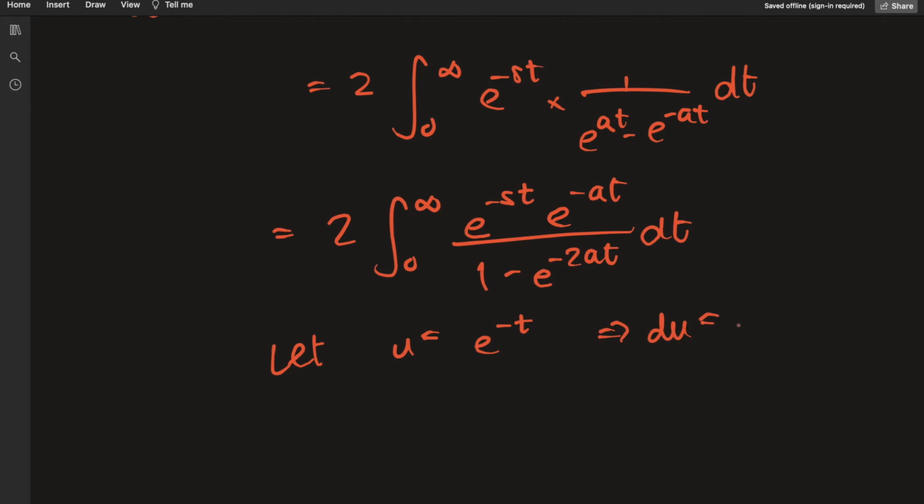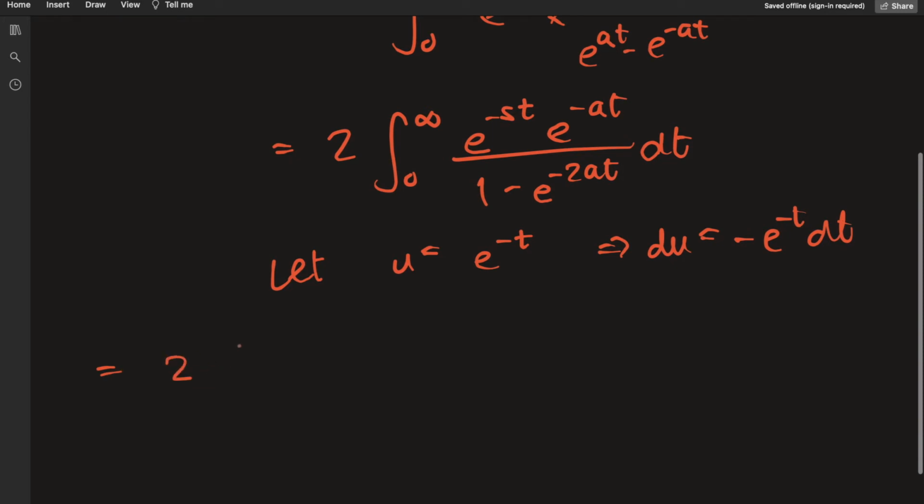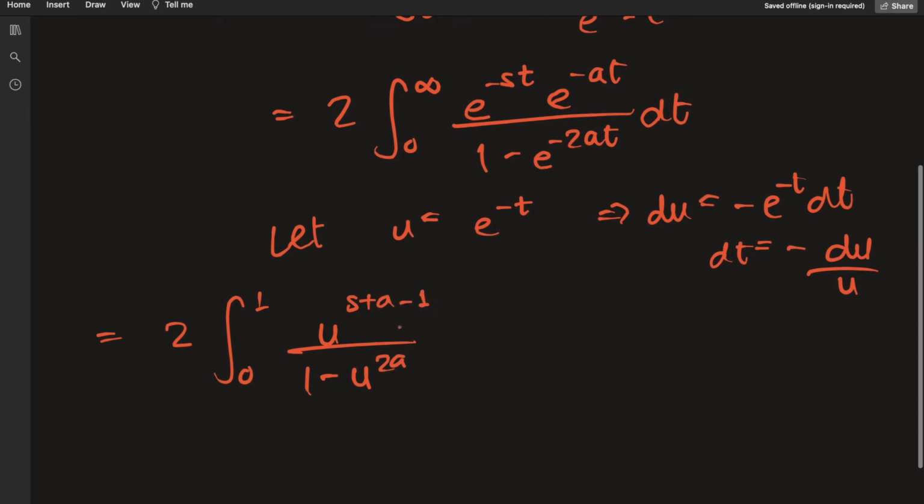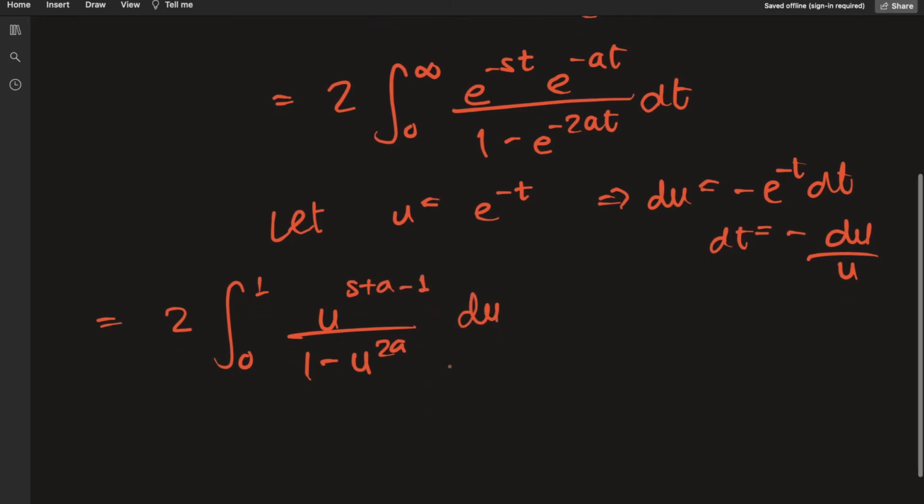Therefore du is negative e raised to negative t dt, which gives us 2 times the integral from 0 to 1. I'm just directly flipping it. I don't want to show everything. u raised to s plus a over 1 minus u raised to 2a, but we also have this other factor because dt is negative du over u. So we have this -1 here, and the negative was used to flip the order of integration.